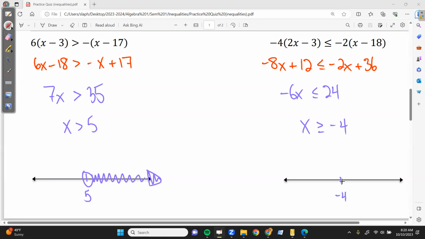Mark it, negative 4, color in the circle, graph to the bigger side. Zoop.